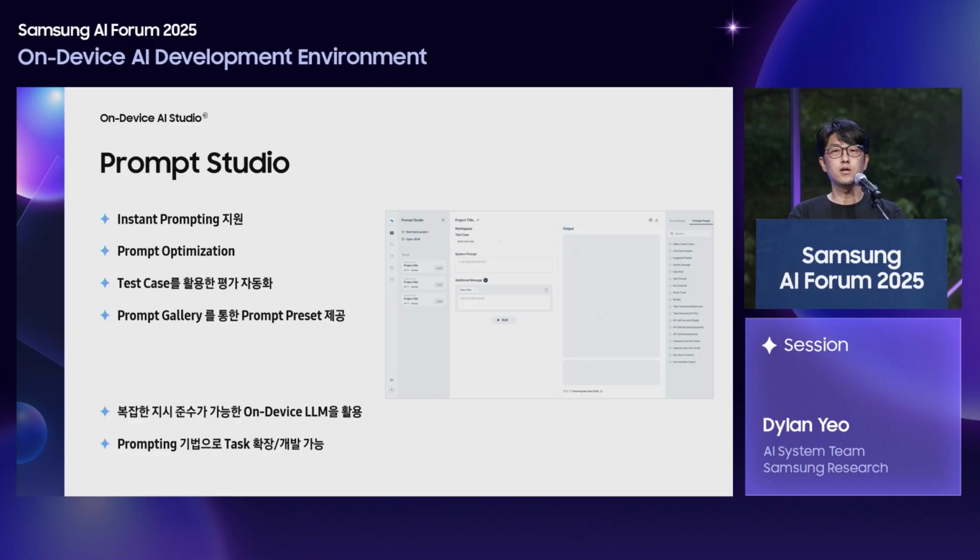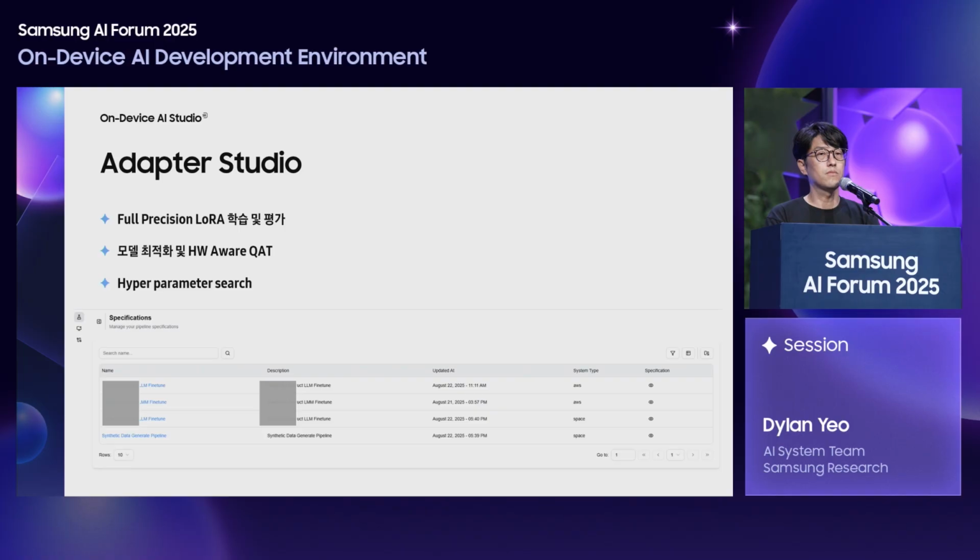Prompt Studio can also optimize prompts automatically, suggesting versions that perform better on our LLM than the developer's initial draft. So it will enable novice developers to try developing prompts.